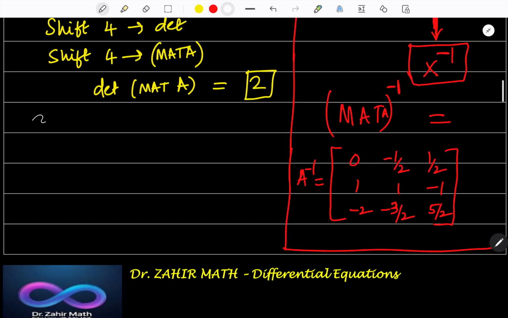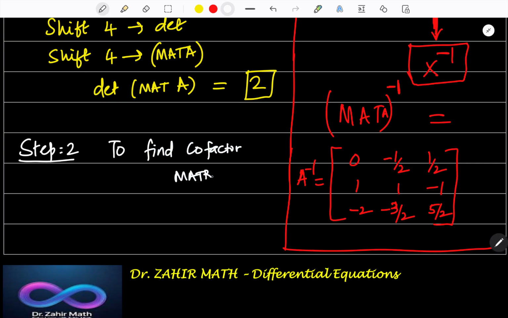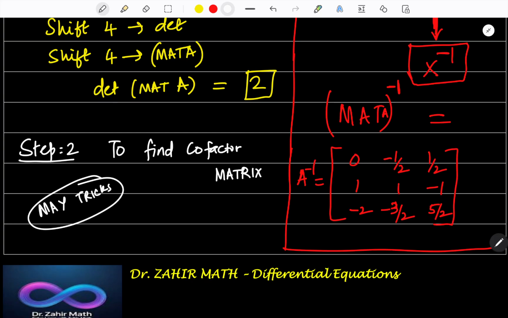Okay. Now step number 2. Step number 2 is to find cofactor matrix. To find what? Cofactor matrix. Matrix. Again, I'm telling matrix. Cofactor matrix. May, the month May, and trix. Trix this one or this one, no problem.